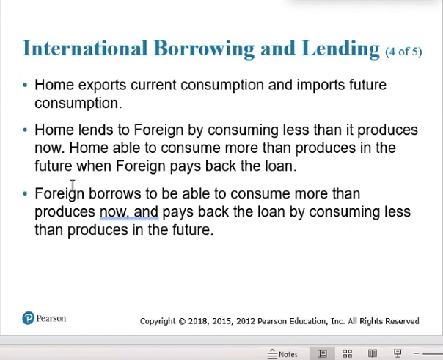All right. So foreign borrows to be able to consume more than it produces now. So foreign is good at producing in the future, for example, and they know they are not good at producing right now, so they borrow from you for consumption. Whatever you produce, they will borrow, and then in the future they will start producing and try to return it back to you. Okay.